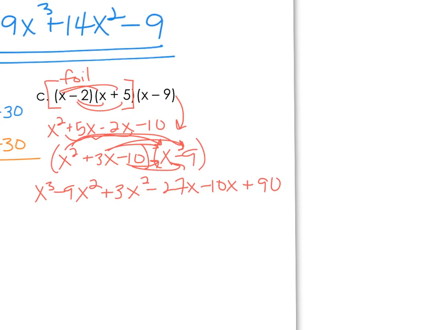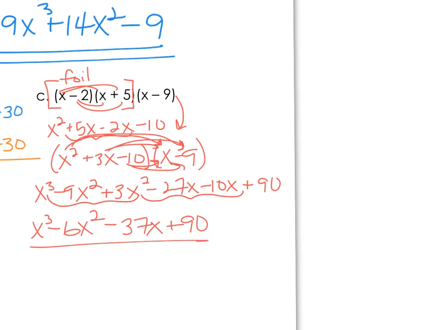Notice we do have some like terms, and what's kind of unique about this scenario is that they're in the correct order. So we'll start with our x cubed, and then if we combine our 2 x squared terms, that gives us negative 6x squared. Our 2 linear terms are side by side. Negative 27x minus 10x would be negative 37x. And then our constant at the end is 90. And there's that product in standard form.